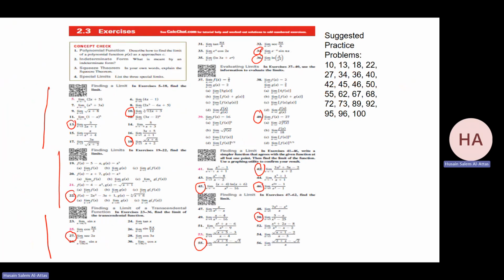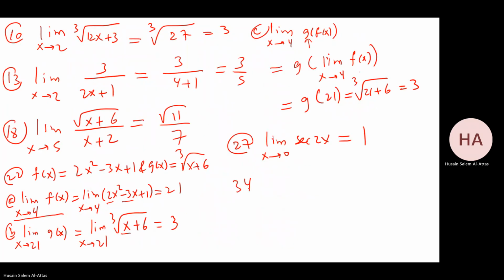34, limit as x goes to 0 of e to the minus x sine x. We substitute, you get what? e to the power 0, which is 1, times sine 0, which is 0. So the answer is 0.